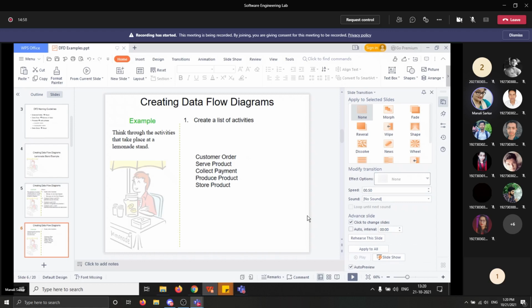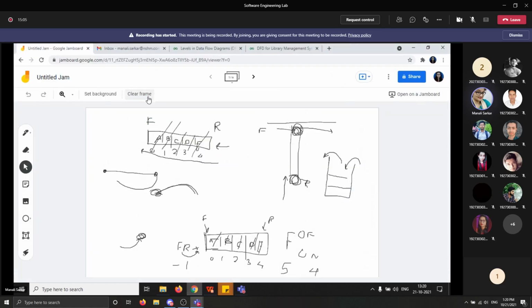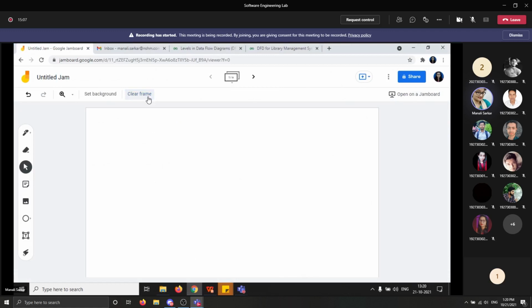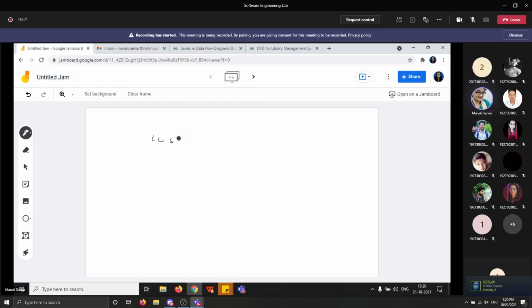Suppose there is a customer. In the lemonade stand, first you need to identify the entities. So what were the entities? The first entity is the customer. There is a customer. This is entity number 1.